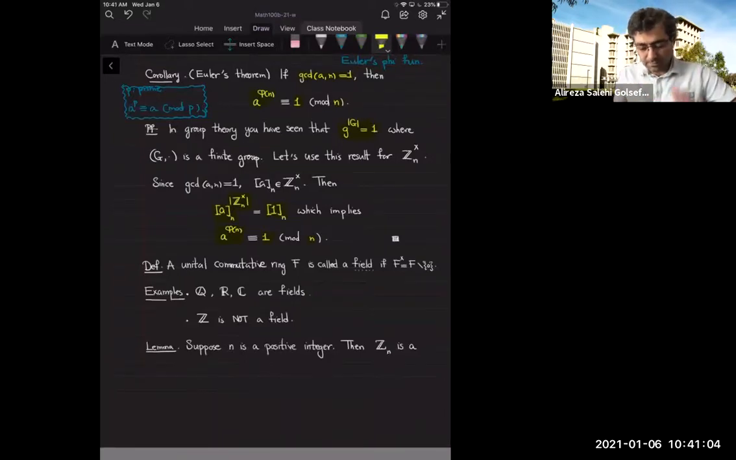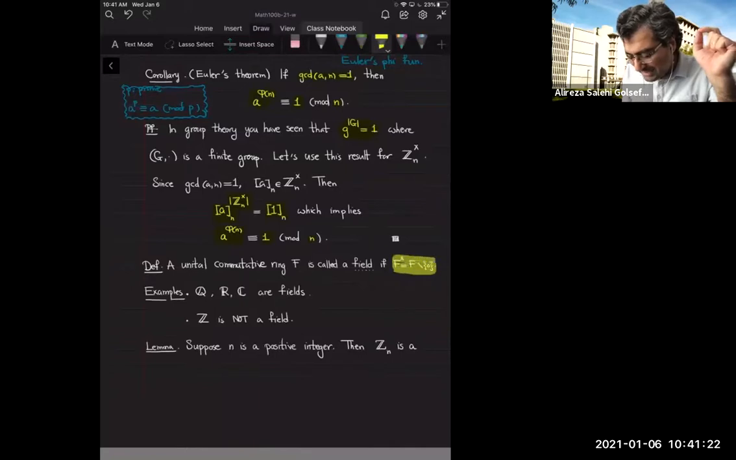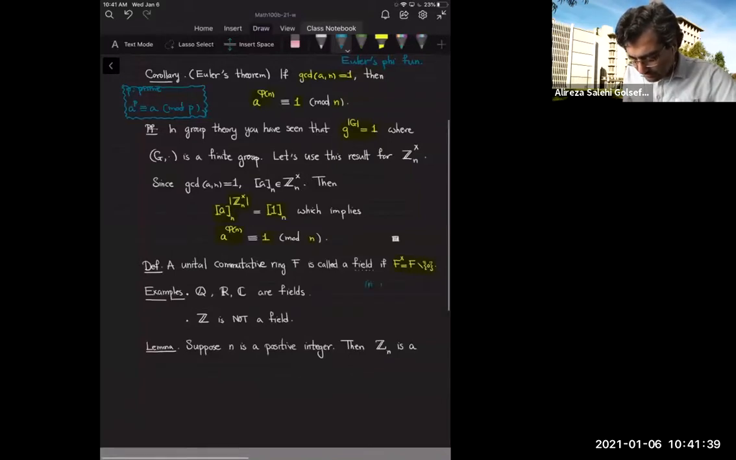Let's make it formal and add all the needed conditions. So a unital commutative ring is called a field if the set of units is precisely all the non-zero elements. You see, there is a hidden extra condition in this statement, and the hidden condition is that 1 is always a unit. I'm saying the set of units is supposed to be F minus 0. In particular, I'm saying that in a field, 1 is not 0.